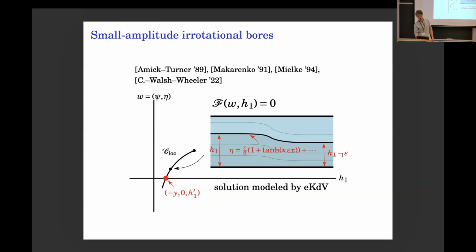So that's all a small amplitude result, where epsilon is the height difference between upstream and downstream. It goes all the way back to Amick and Turner in the late 80s, and we re-examined this using the center manifold reduction. In this work, we were able to even allow some vorticity. But for the relevance of this talk, we are considering irrotational waves. So that's what happens in the small amplitude regime.